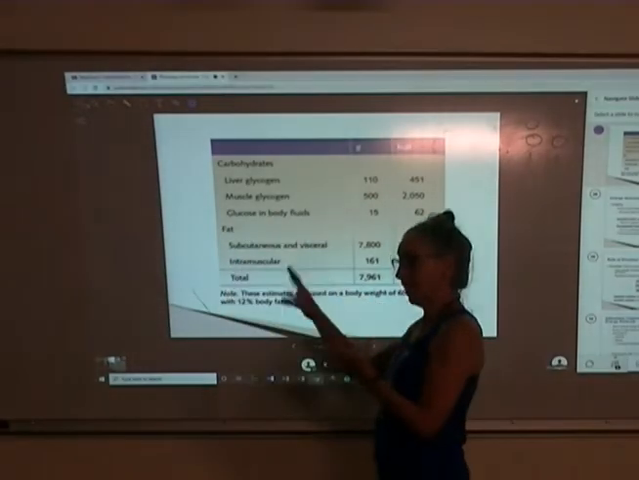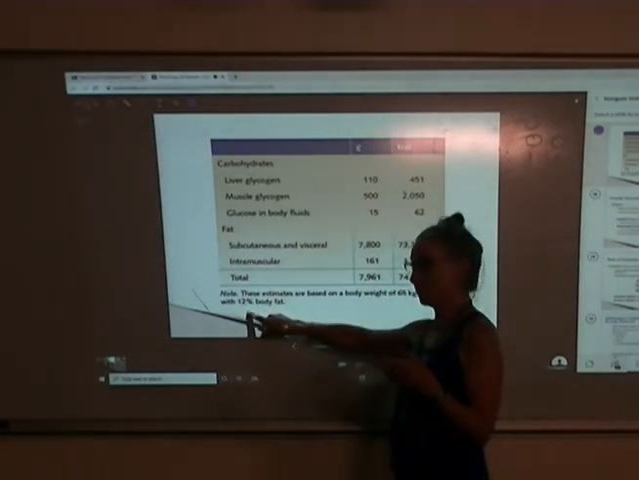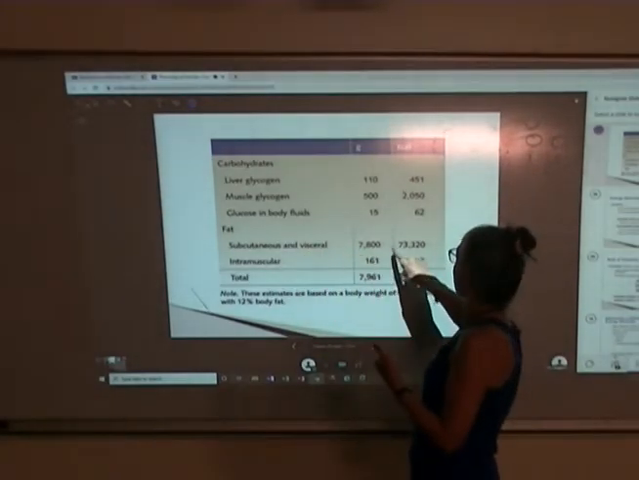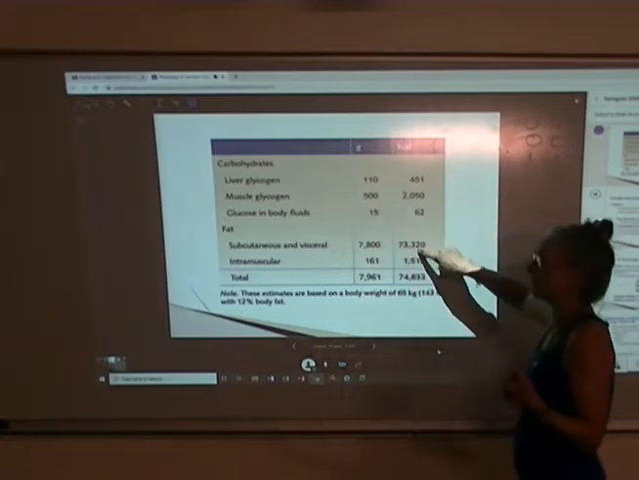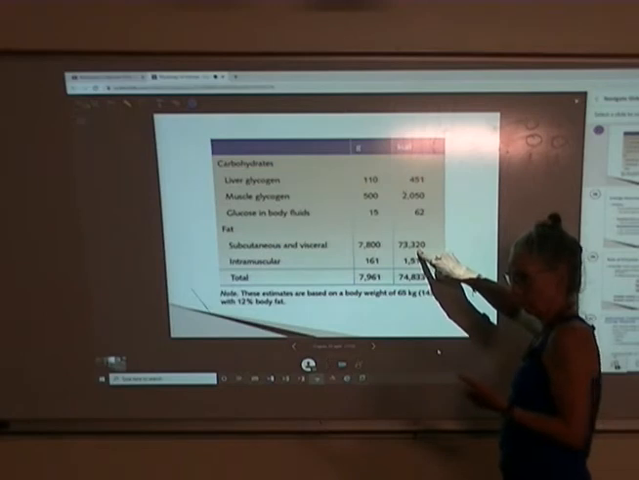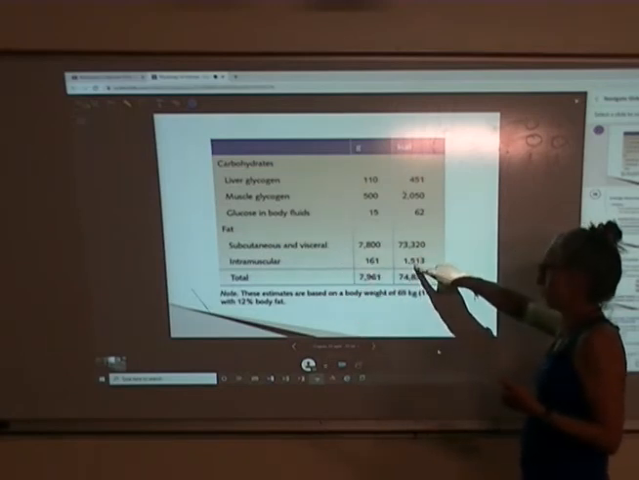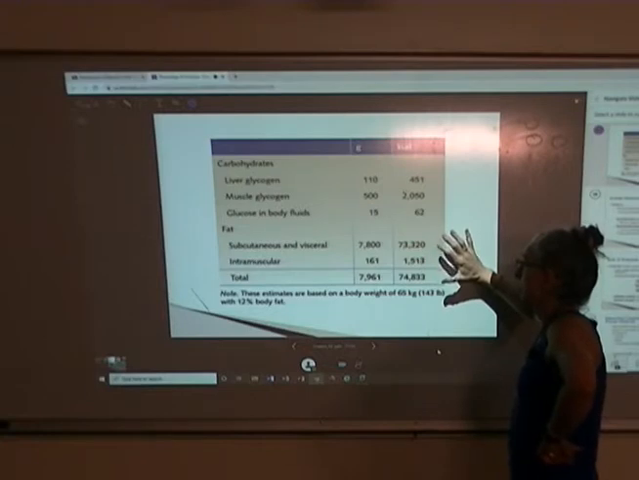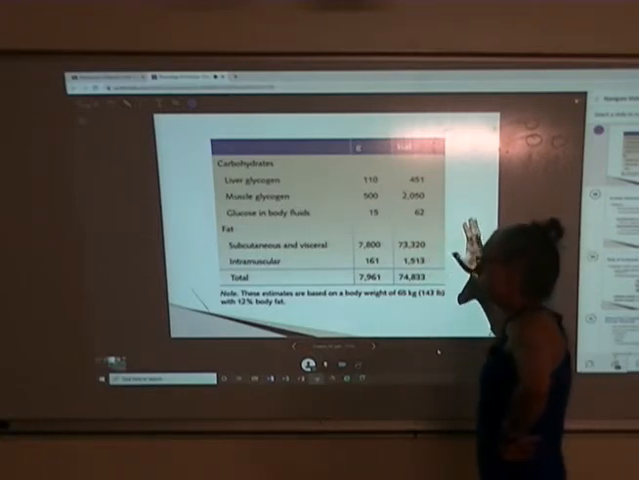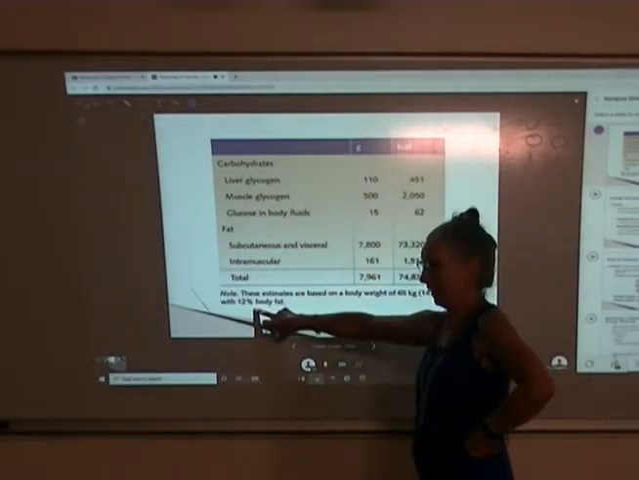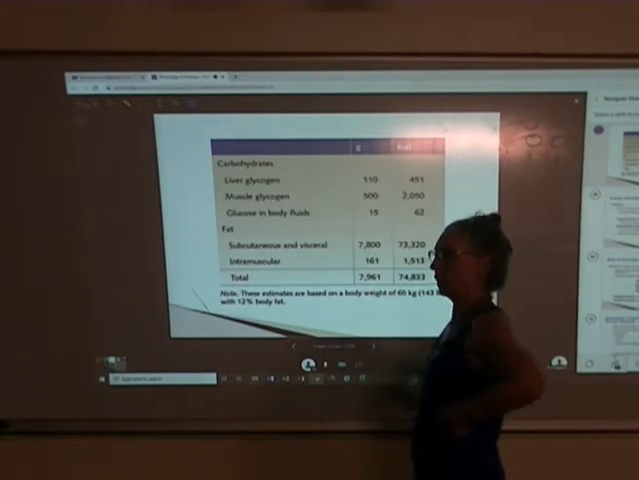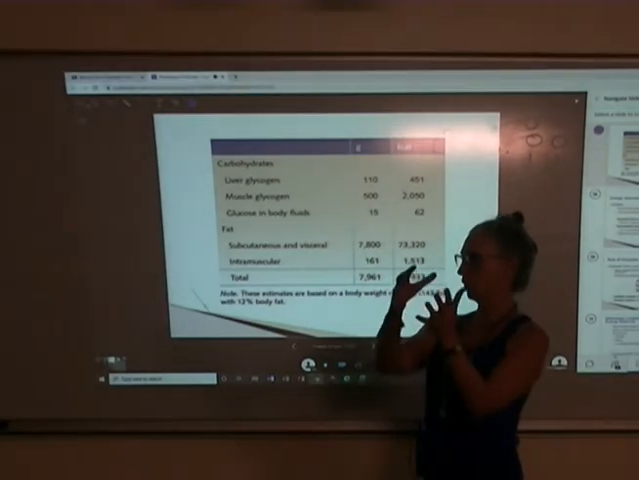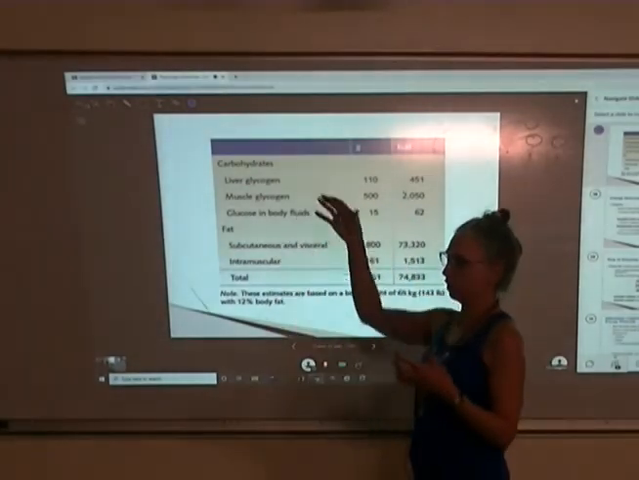When I look at my stored fat, it's a totally different picture. Remember, this is someone with 12% body fat. Subcutaneous and visceral fat, nearly 73,500 calories stored. Intramuscular, about 1,500. So about 75,000 total. This is someone who's really lean. Imagine what those of us who are a little chunkier have stored. So it's really, really difficult to run out of energy stored as fat. It's very easy to run out of energy stored as carbohydrate.